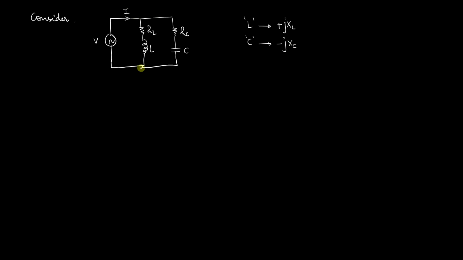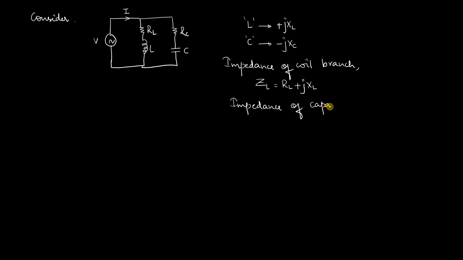So for each of these branches, we have two branches, right? The branch which consists of the inductor and the branch which consists of the capacitor, we computed the impedance. The impedance of the coil branch was computed as ZL equal to RL plus JXL, and the impedance of the capacitor branch was represented as ZC equal to RC minus JXC. So these were the two equations for the impedance for each of these branches individually.